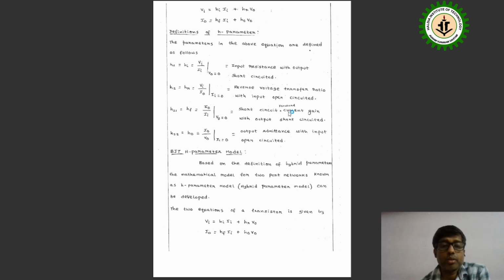Now, based on these definitions of hybrid parameters, the mathematical model for the two-port network known as the H parameter model, that is the hybrid parameter model, can be developed. V1 equals HI I1 plus HR V naught, and I naught equals HF I1 plus H naught V naught.